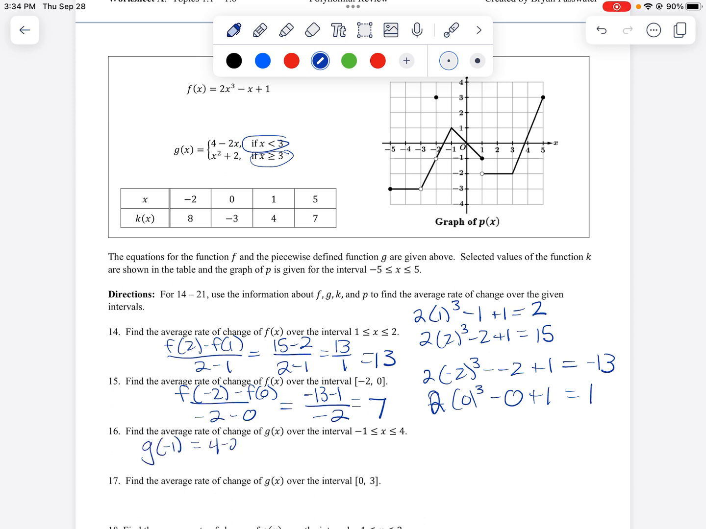So 4 minus 2 times -1 is 6. And then g of 4, since that's greater than 3, we'd use the bottom one. So 4 squared plus 2 is 18. So we could do g of 4 minus g of -1 over 4 minus -1. So if we do that, we have 18 minus 6 over 4 minus -1. That would be 5. So we have 12 over 5.